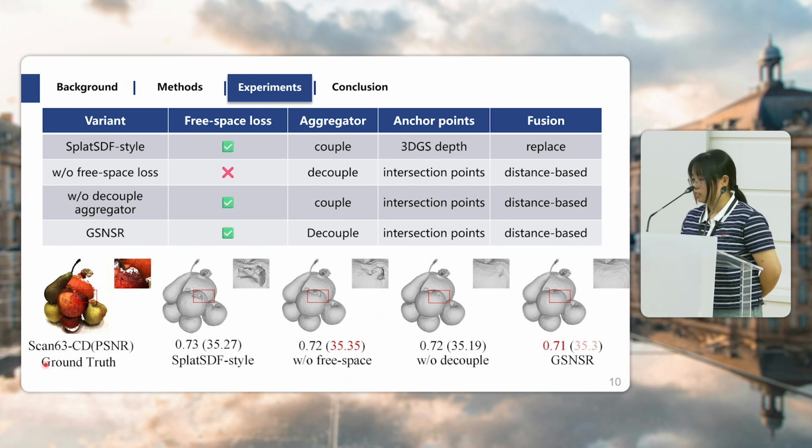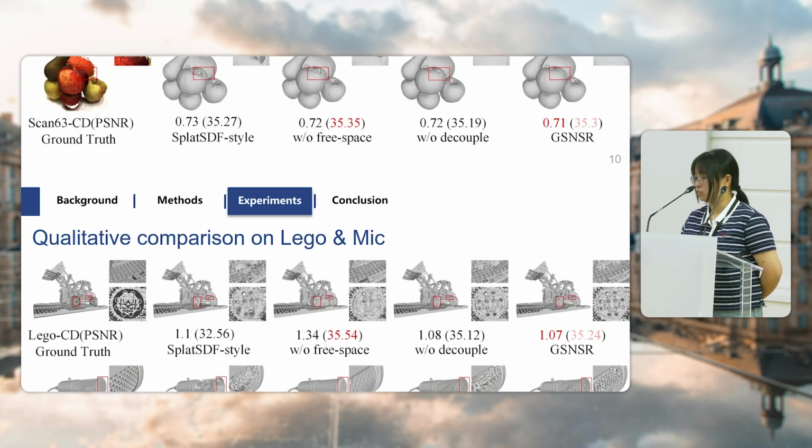Okay, on scan 63, a group of smooth fruits. The splat SDF variant anchors on the 3D GS and produces the most obvious depression. Moving to the SDF intersection anchor and distributing by distance clearly reduce it. And the decoupled aggregator further keeps appearance out of the geometry branch. The full GSNSR gives the smoothest surface.